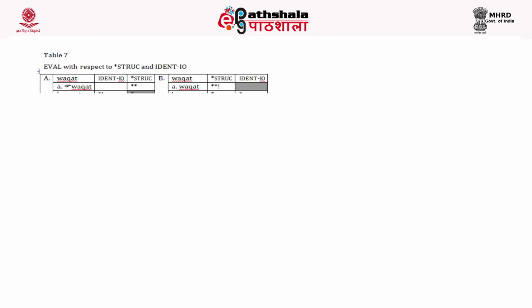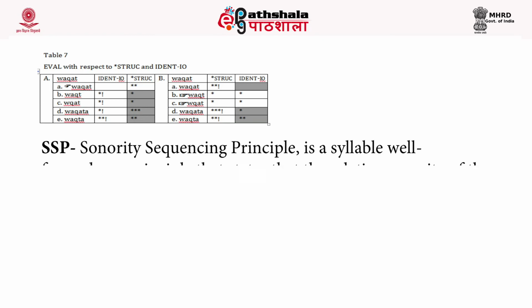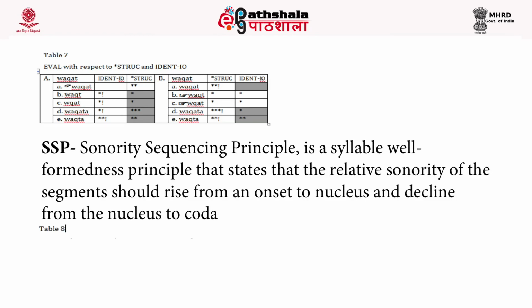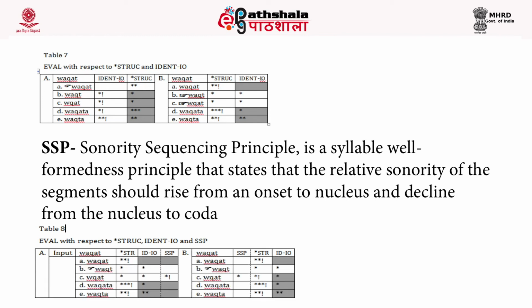Now if you have Vakat as the input and you have ident-io and no structure as two of the constraints, in A we place ident-io as the higher ranked constraint, and in B we are placing no structure as the higher ranked constraint. So now what is happening is in A, Vakat incurs no violation of ident-io, whereas it has two syllables, so structure gets violated twice. In Vakt, one syllable, structure once. In C, D, E all have violations of ident-io as well as structure, whereas since A does not have a serious violation, A becomes the optimal candidate.